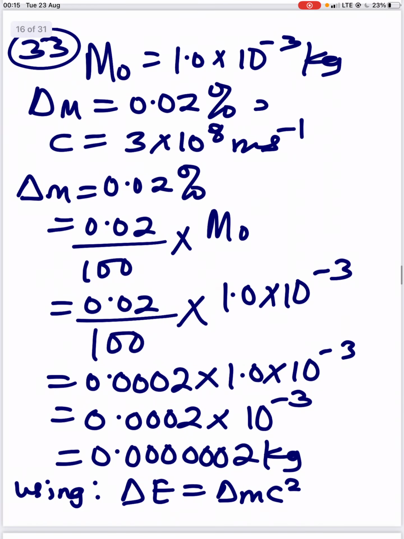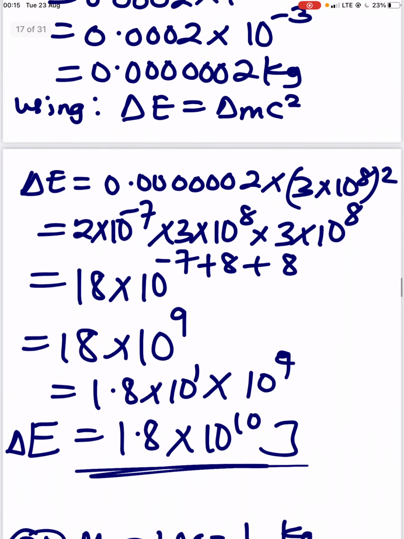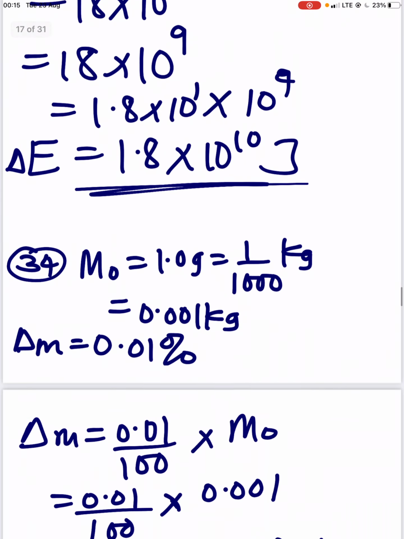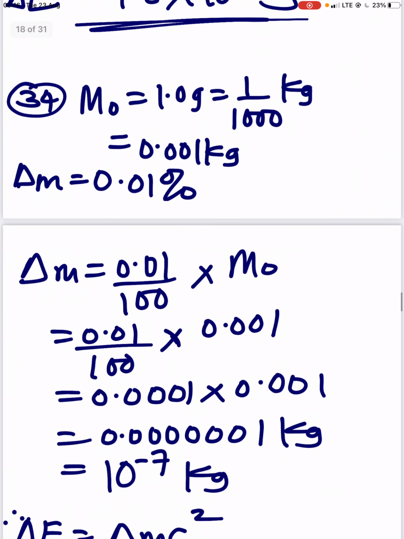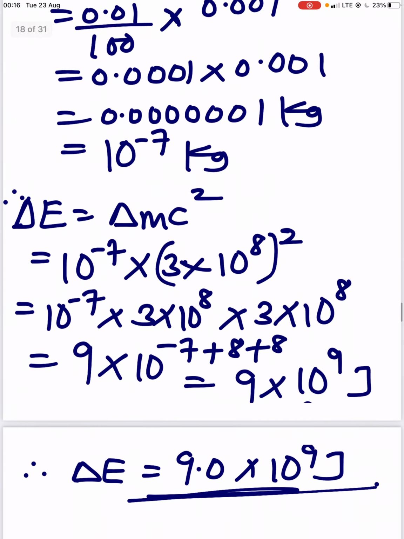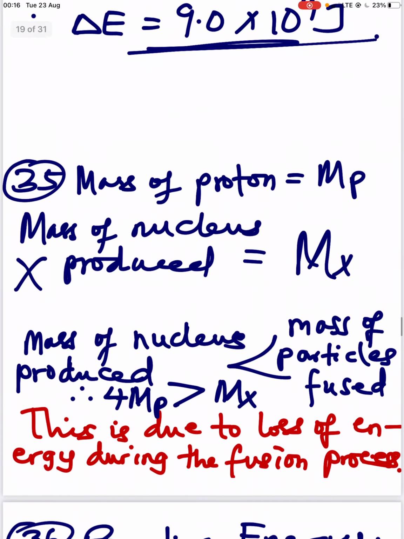Number 33 is similar. We just find the loss in mass, using the percentage given, and we multiply by c squared. Also, number 34 is the same thing as number 33. Those ones are just repetitions.